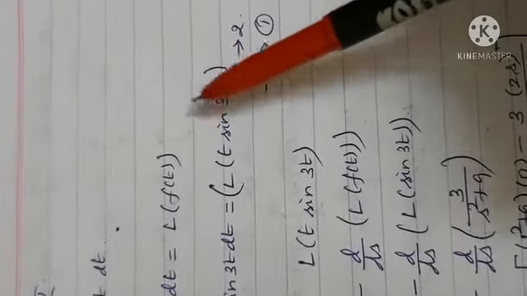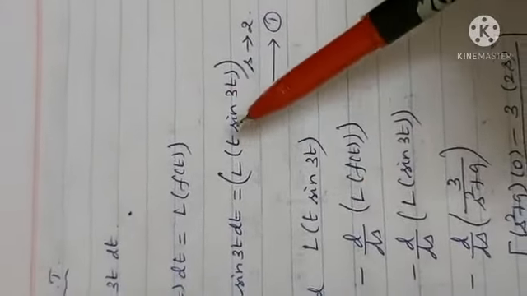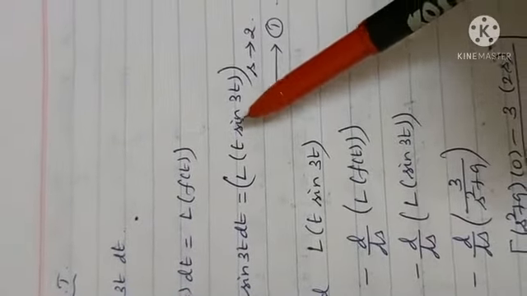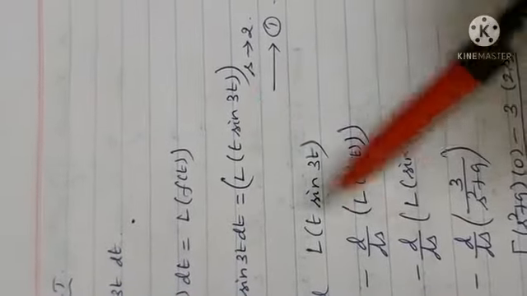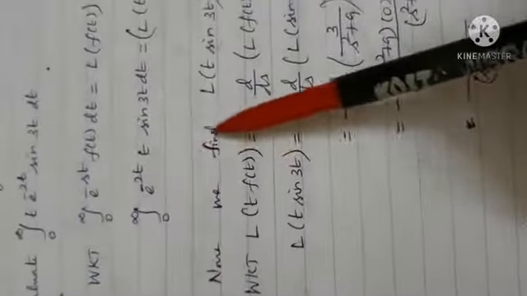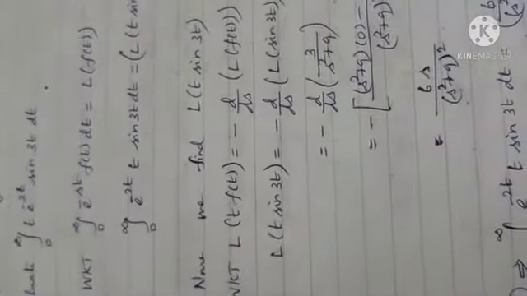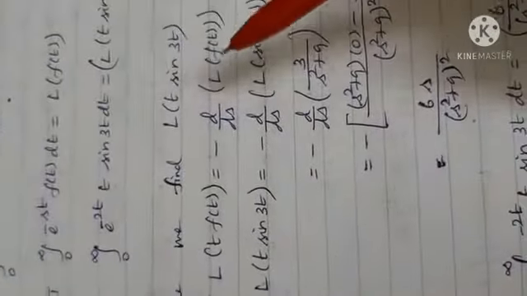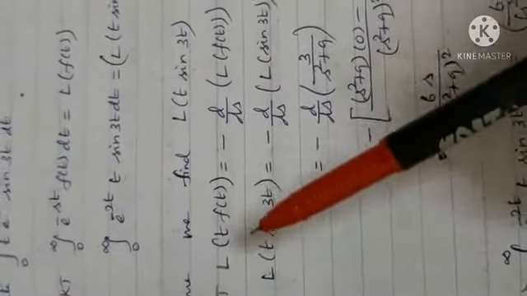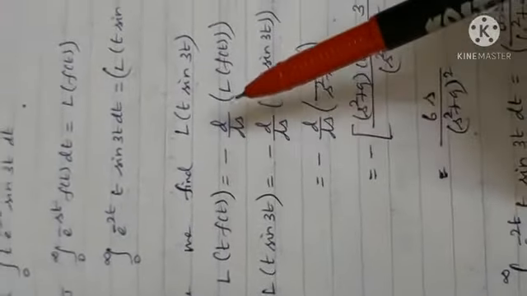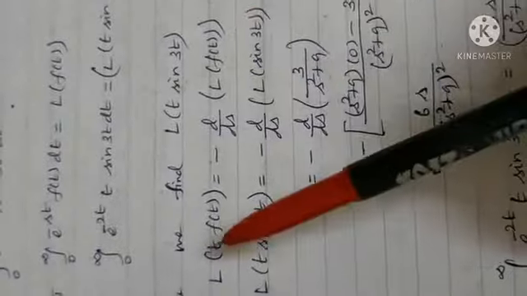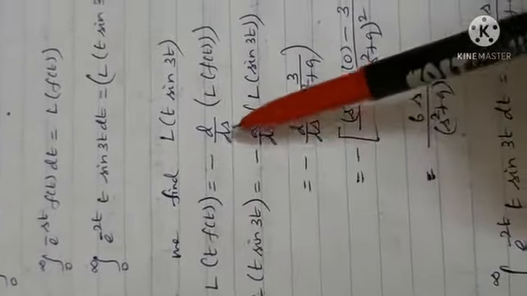After finding the Laplace transform, the result will be a function of s. That's why we say L of f of t is capital F of s. After finding the answer in s, replace s by 2, and you will get the value of the integral. To do this method, you should know the methods we discussed earlier, otherwise you cannot do it. So now we find L of t into sin 3t. For t into f of t, it is minus d by ds of L of f of t, right? T to the power 1, that's why the negative sign.